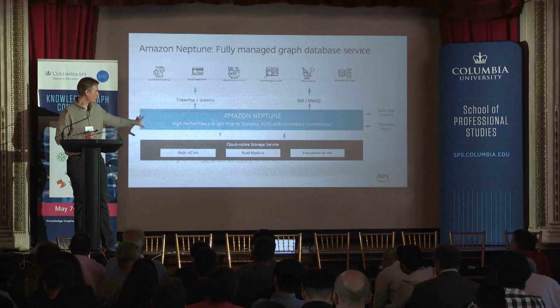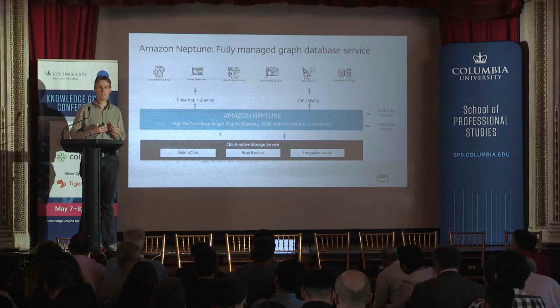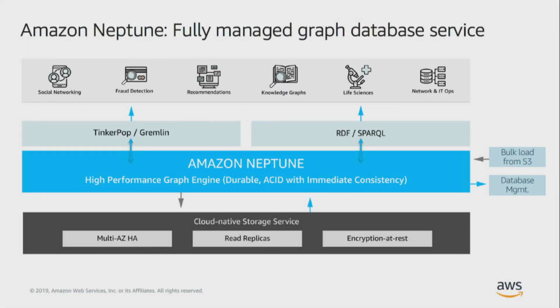And then the fully managed aspect, we sit on top of a distributed cloud-native storage layer. It supports graphs of up to 64 terabytes. It scales the storage automatically for you. It makes 6 copies of your data across 3 availability zones. So durability and high availability is built into the system fundamentally. And you choose all of the different sizes and how you manage your operations.